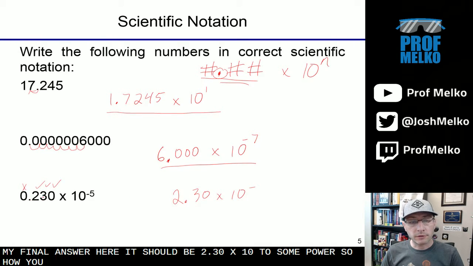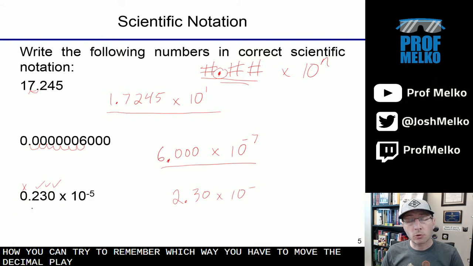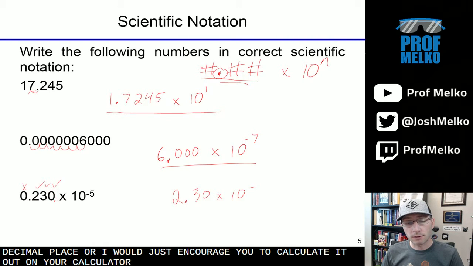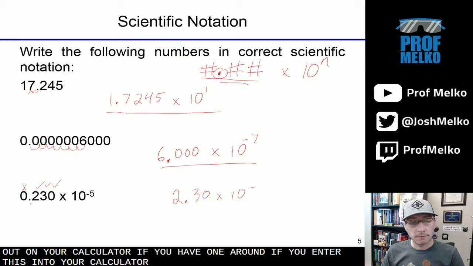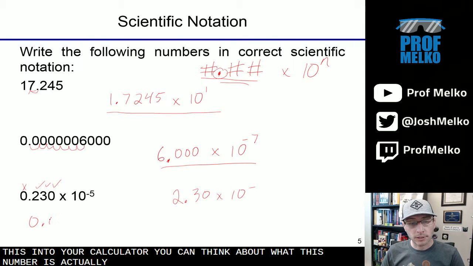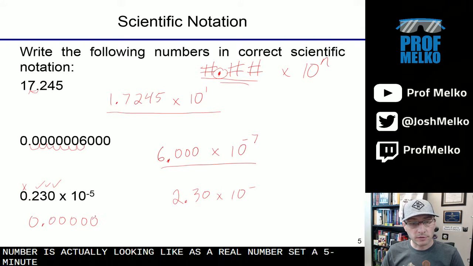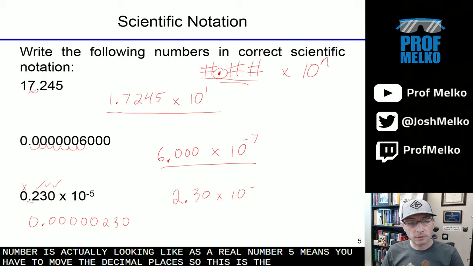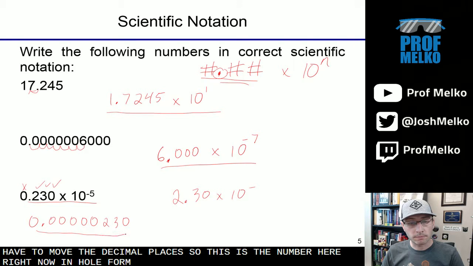So you can try to remember which way you have to move the decimal place, or I would just encourage you to calculate it out on your calculator if you have one around. If you enter this into your calculator, right, you can think about what this number is actually looking like as a real number. This -5 means you have to move the decimal places 5 units. So this is the number here written out in whole form.